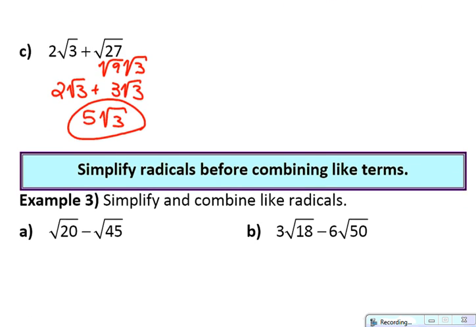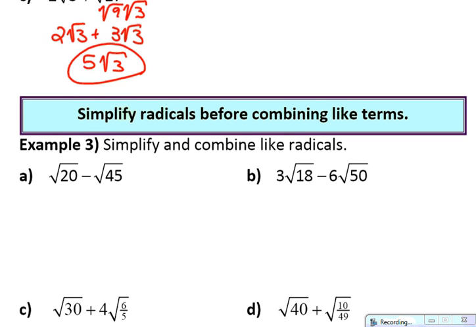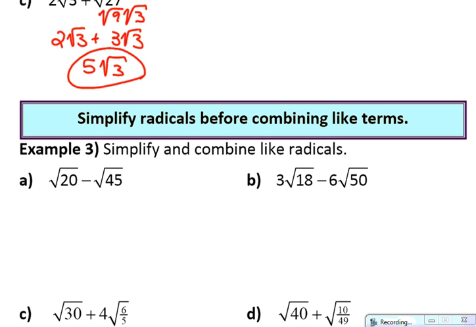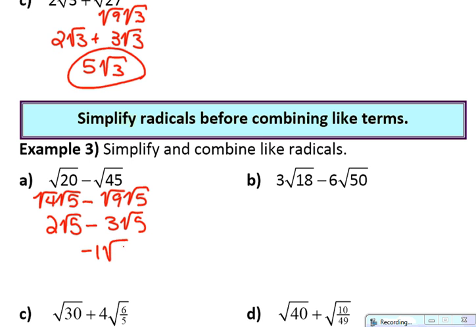All right, so our next little hint here is that you always simplify radicals before you combine like terms. Otherwise, you usually can't do it. For example, square root of 20 minus square root of 45 don't appear to be the same. But if we simplify them, we get square root of 4, square root of 5. So we get 2 radical 5's minus, this is going to be 9 times 5, so that's going to be 3 radical 5's. So I have 2 radical 5's minus 3. So 2 minus 3 is negative 1 radical 5. So you could write just negative radical 5.